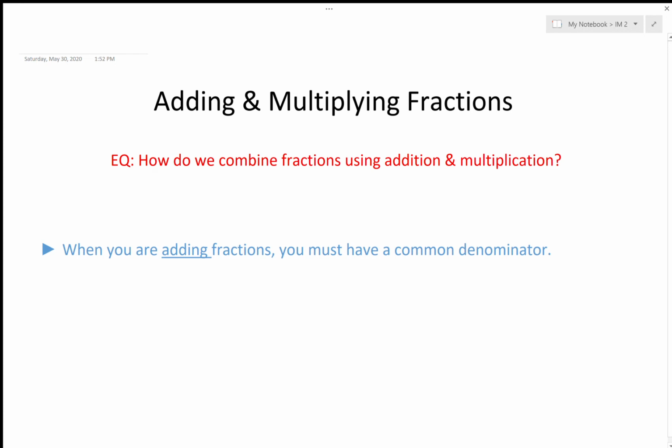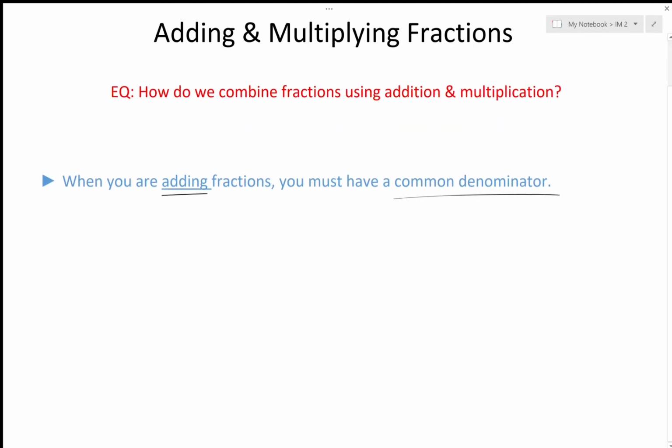Let's talk about adding and multiplying fractions. Now, when we're adding fractions together, you must have what's called a common denominator. Denominator, the bottom of the fraction. We have to have the same number on the bottom of both fractions in order to add them together.